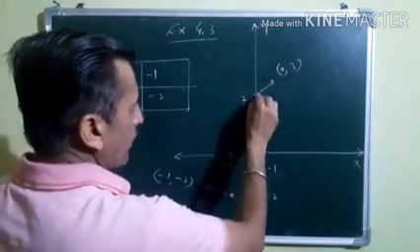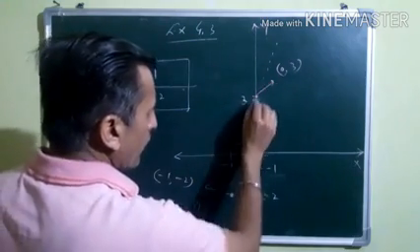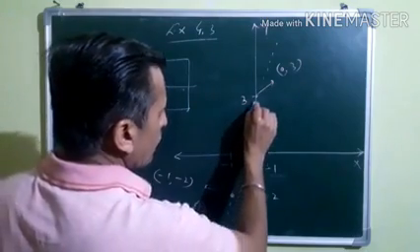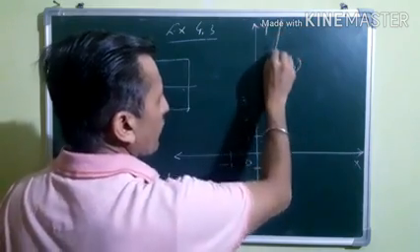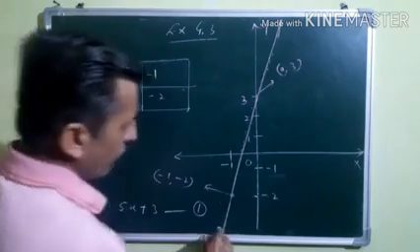Now with the help of a scale you can join these 2 points, and that gives your straight line. So this is your straight line that passes through these points. That's all. So this was your question number 4. Thank you.